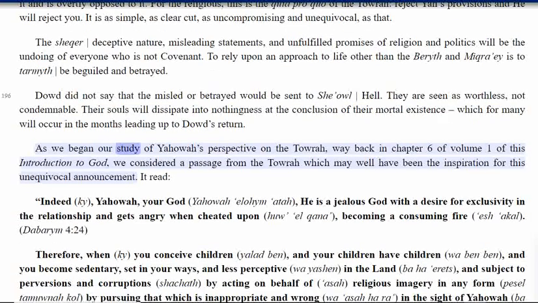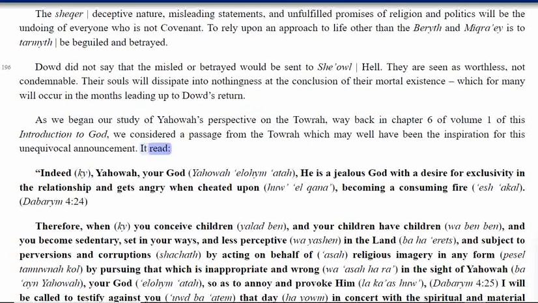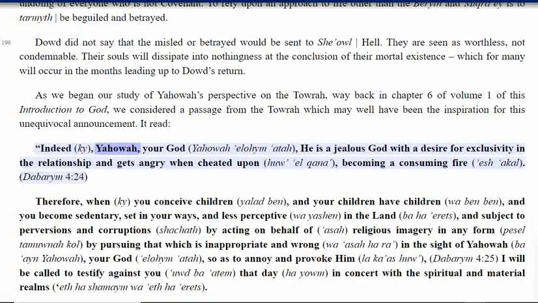As we began our study of Yahowah's perspective on the Torah, way back in chapter 6 of volume 1 of this Introduction to God, we considered a passage from the Torah which may well have been the inspiration for this unequivocal announcement. It read, "Indeed, KY, Yahowah, your God, Yahowah Elohim Otter, he is a jealous God with a desire for exclusivity in the relationship and gets angry when cheated upon, Hu Elkanah, becoming a consuming fire, Eshakal."